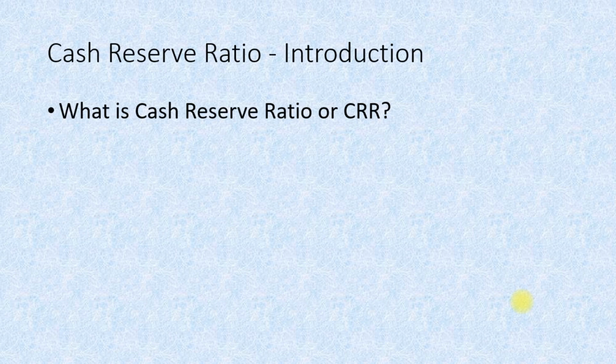So in short, banks keep a certain amount of deposits as reserves with the central bank, which is the Reserve Bank of India. It is either stored in the bank's vault or is sent to RBI. Banks can't use this money for investment, and banks don't earn interest on this money. So that is what is cash reserve ratio.